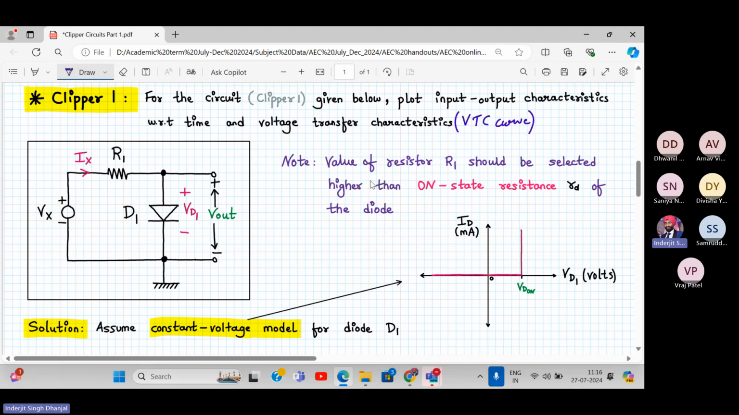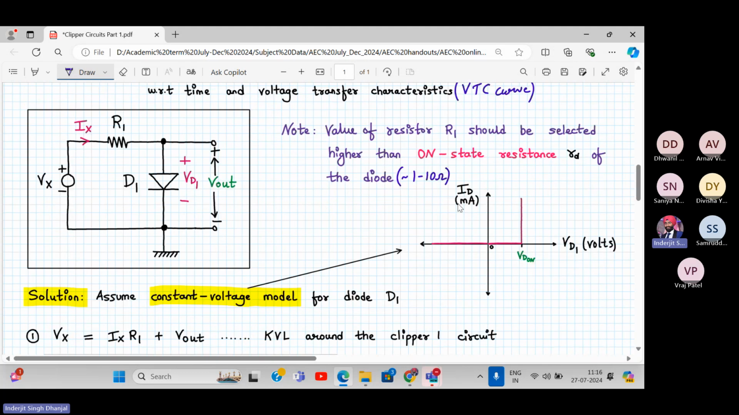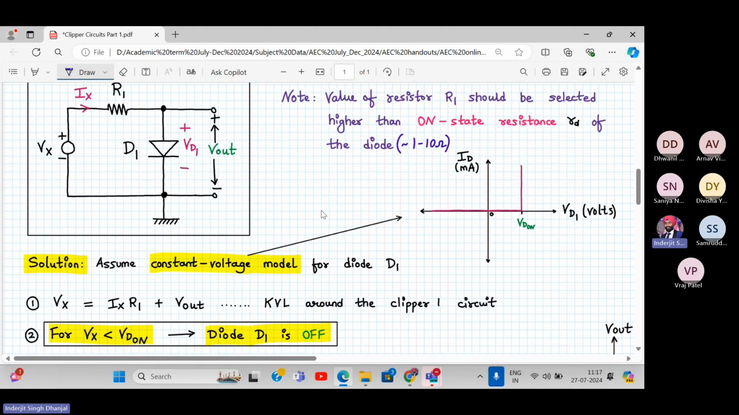This is my VTC curve. All right. And we should note that the value of R1, if we are designing the clipper circuits, should be selected higher than the on-state resistance of the diode. Now, the on-state resistance of the diode is somewhere around 1 to 10 ohms. So the value of R1 should be greater than this value. And we are assuming a constant voltage model. Constant voltage model for the diode means what? This picture.